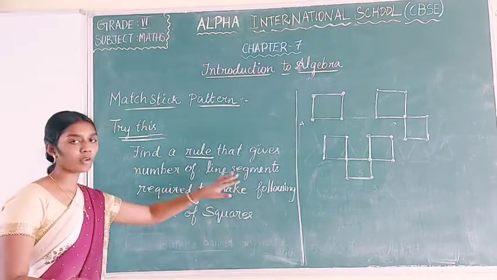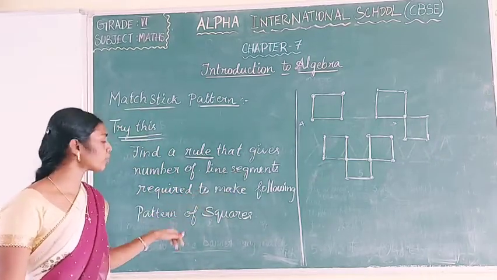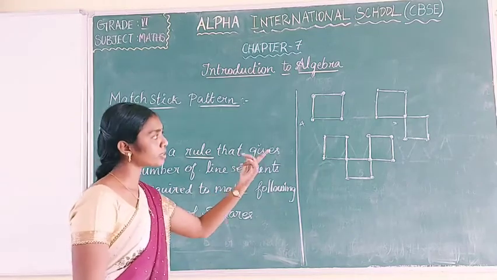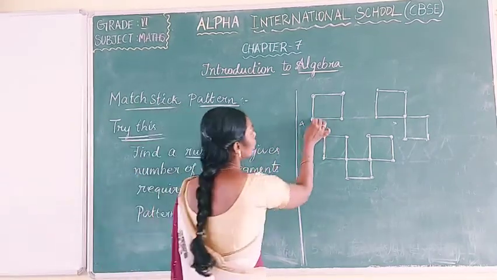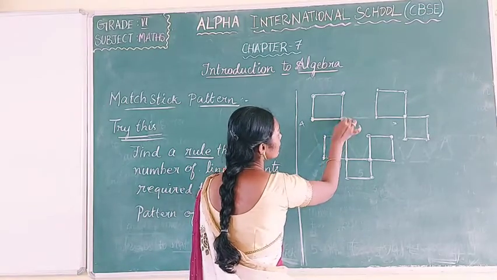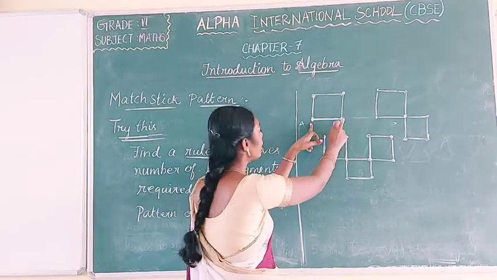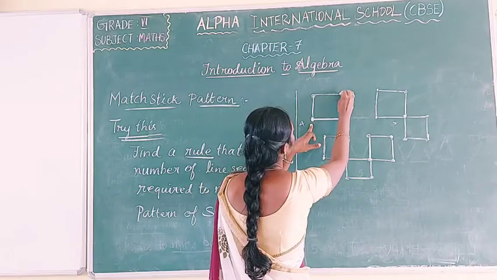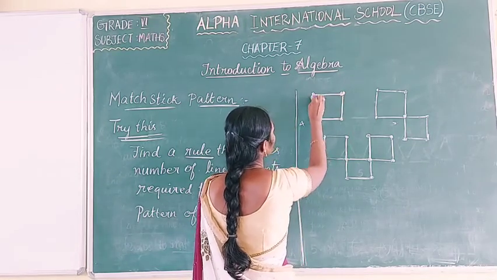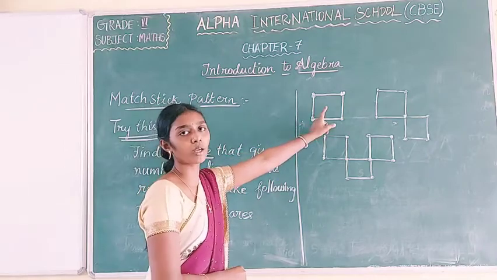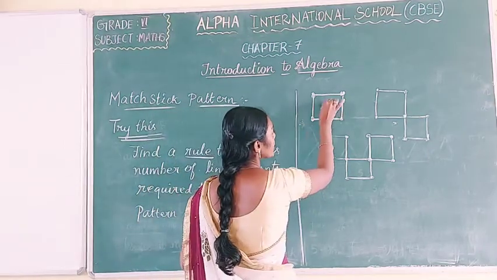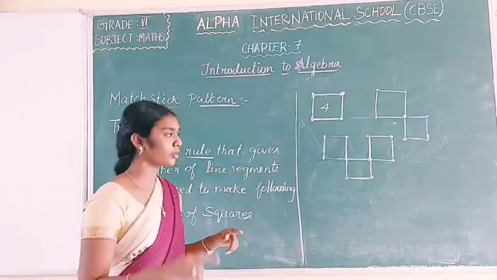So we want the number of line segments required to make the following pattern of squares. The squares are made based on line segments. See here, from here to here, this is one line segment, with 2 endpoints. This is a line segment, this is another line segment, this is one line segment and this is also another line segment. So how many line segments are used to make one square? 4 line segments are used to make one square.